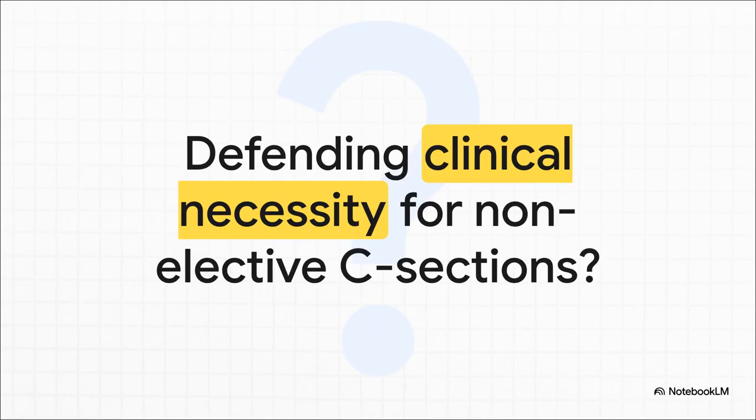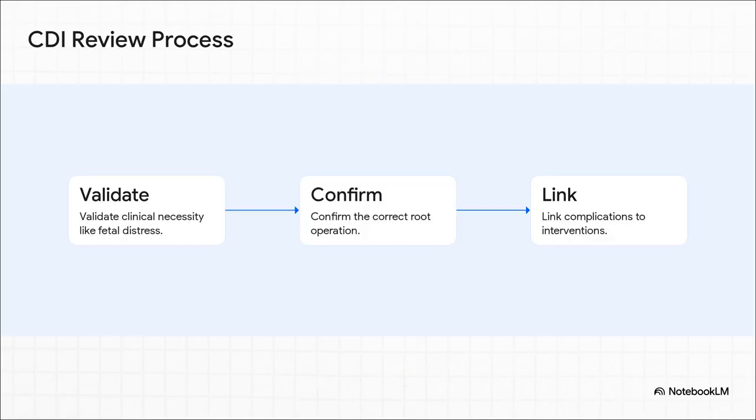So what does this all mean when the rubber meets the road? Specifically, when a payer audits you? How do you defend your revenue integrity when an insurance company suddenly questions whether a procedure was even necessary? If a payer audits a high-weighted DRG for a non-elective cesarean, your documentation can't just be okay. It has to be absolutely ironclad. Well, here is how you build a bulletproof defense using a rigorous clinical documentation integrity review.